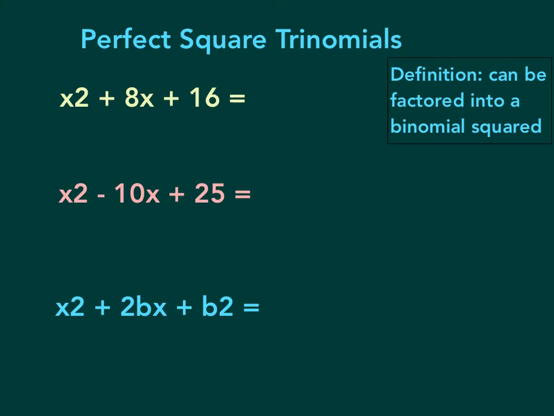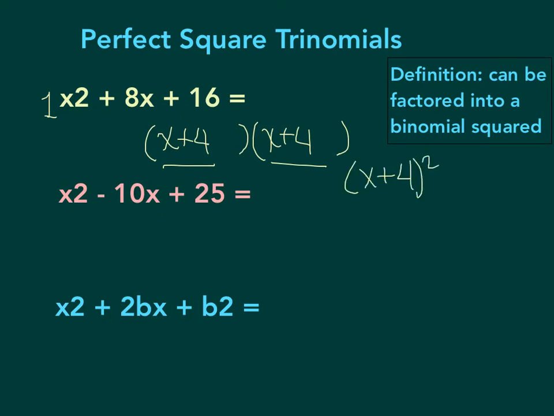First, we have x squared plus 8x plus 16. If I was going to factor this, I'm going to notice that my leading coefficient's a 1, so I can probably factor it without going through the grouping process. So I need to think of two numbers that multiply to 16 but add to 8. Those numbers are going to be 4 and 4. So I would have x plus 4 times x plus 4. And since I have the same term twice, I can rewrite this as x plus 4 squared. So that's what I mean by a binomial squared.